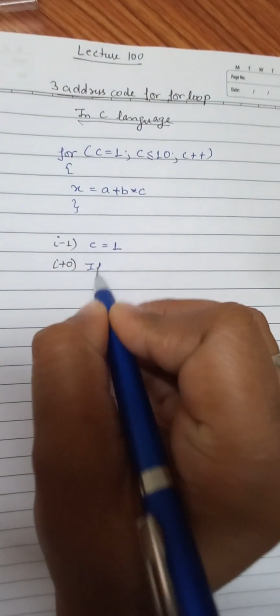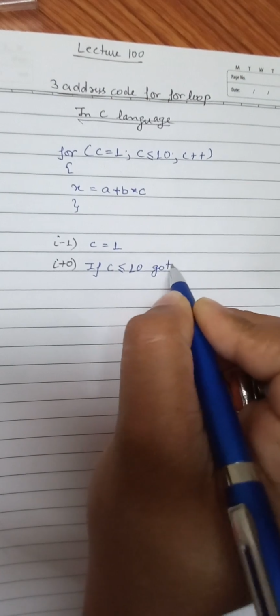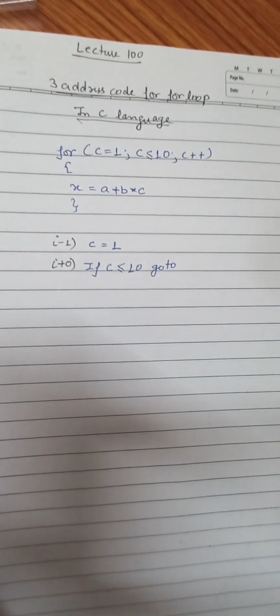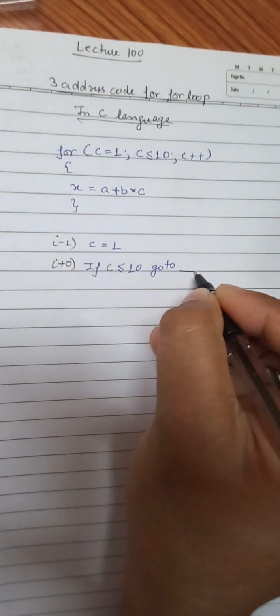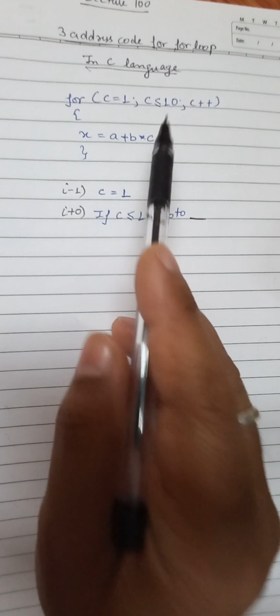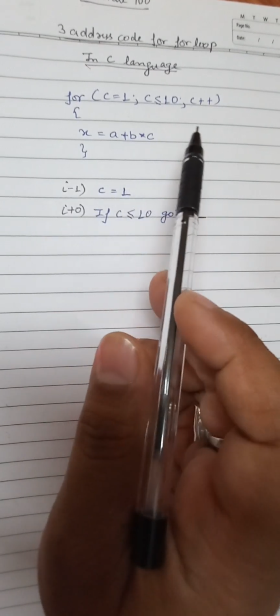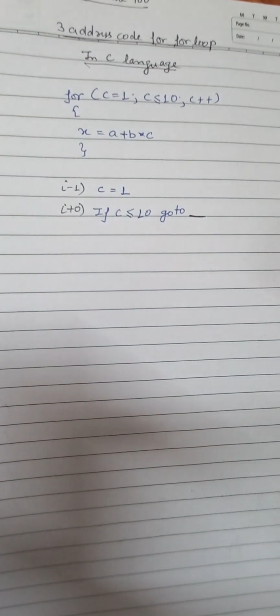So for this we are writing: if c <= 10, then go to, where it should go to, that we will leave blank. We will see at the end where we should go. So the first condition we have written: c = 1, i - 1, i + 0. This is the termination condition. If c <= 10, then go to; where it should go, we will see here.